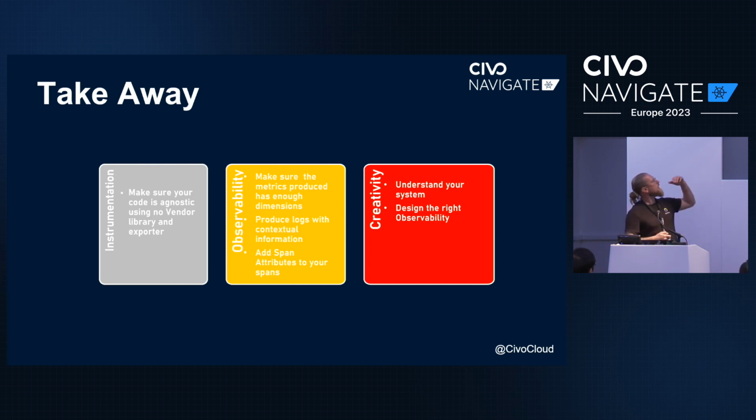As a takeaway, instrument, and don't put any vendor libraries, keep your code agnostic. It will be simpler to maintain your code in the future. OpenTelemetry is great for that. In the observability layer, don't produce observability without metadata, without context. Like I said, if you don't have context, it's going to be useless. Make sure to add the right context to your data, otherwise you won't be able to utilize it properly. And be creative, understand your systems, and design the observability that you need depending on how your application works. There is no standardized approach.